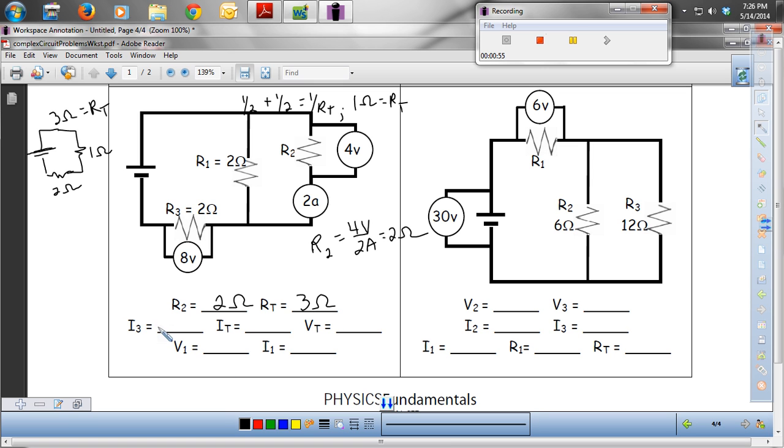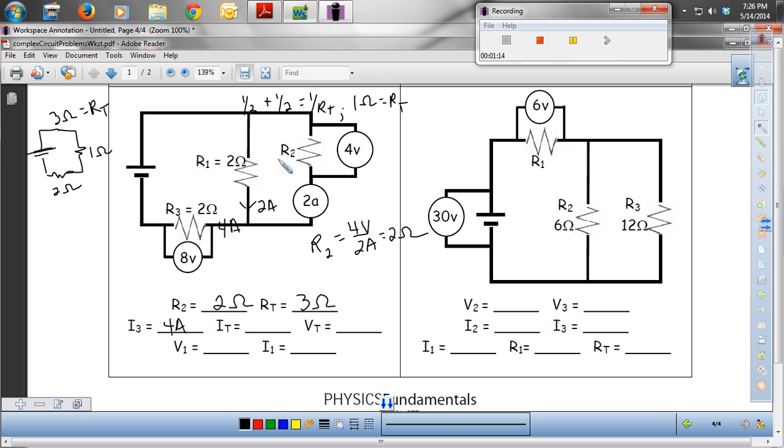Okay, I3. Well, if there were 2 amps here, let's figure out that one. Well, if that's a 2 ohm resistor and this is a 2 ohm resistor, this one must also get 2 amps because they're the same resistance and the same voltage. They have to get the same current. So that's 4 amps right there. So I3 is 4 amps.